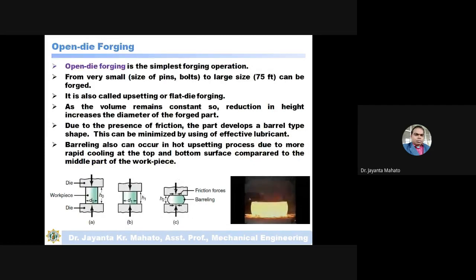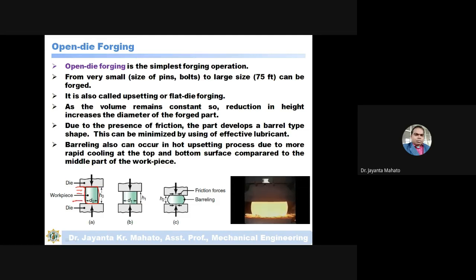Now, different types of forging processes. One is the open die forging process. In this case, open die forging is the simplest forging process. Here the workpiece is open, meaning there is no boundary to flow the work material, and there is no guide. So this is the workpiece. In the open die forging process, the material can flow in this way.